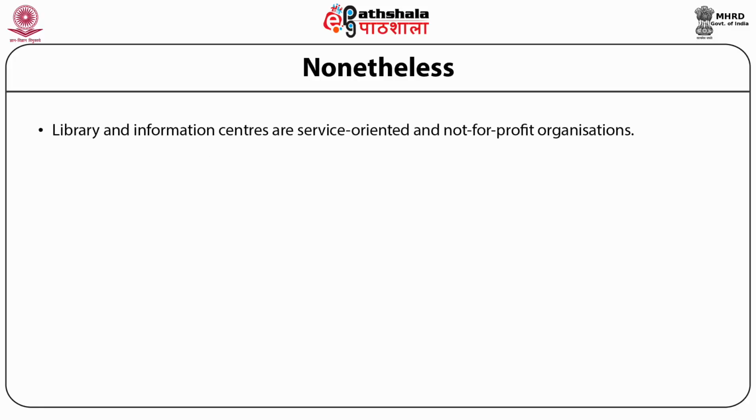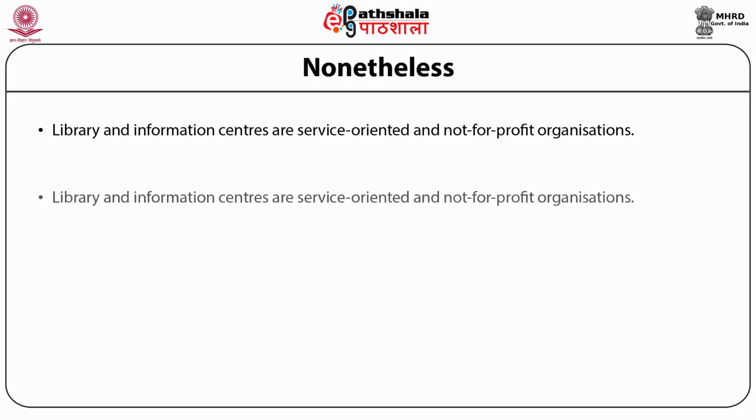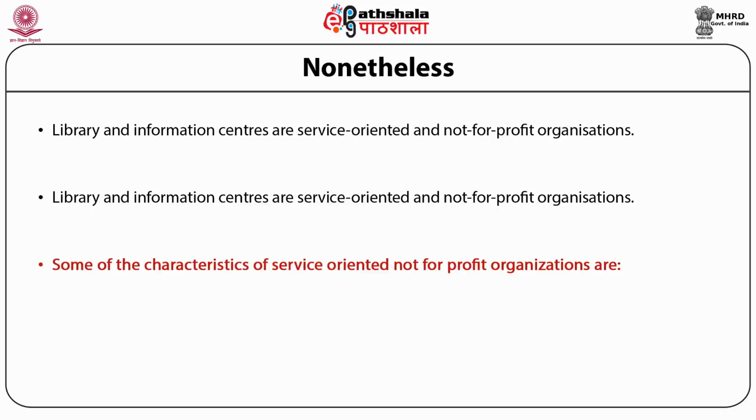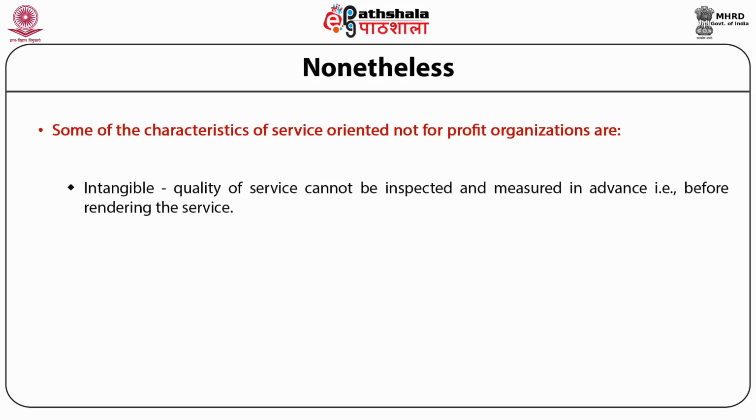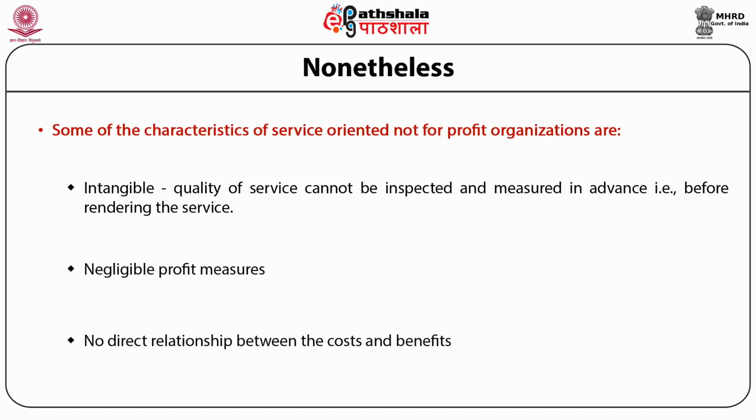Nonetheless, library and information centers are service-oriented and not-for-profit organizations. Financial management in such organizations like libraries and information centers is more complex and important than in profit-oriented organizations. Some of the characteristics of service-oriented not-for-profit organizations are that they are labor-intensive, will not have any inventory of services, and have intangible resources, which we can't quantify. Quality of service cannot be inspected and measured in advance, that is, before rendering the service. Library is one such example where we provide different types of value-added services to its users. Negligible profit measures, so there is no one-to-one measurement, no direct relationship between the cost and benefits.